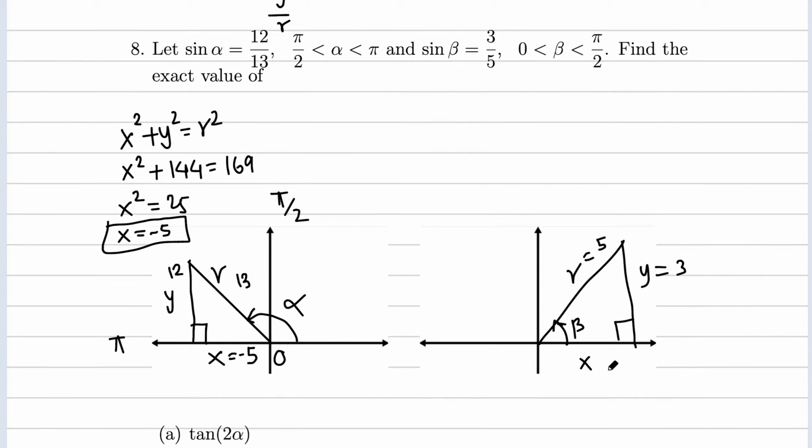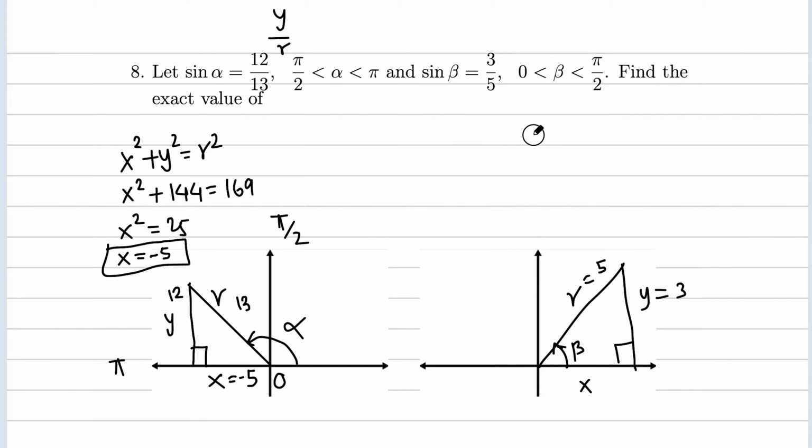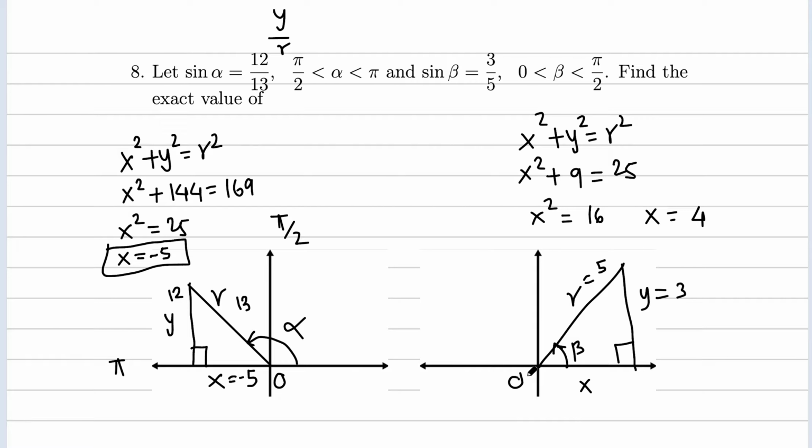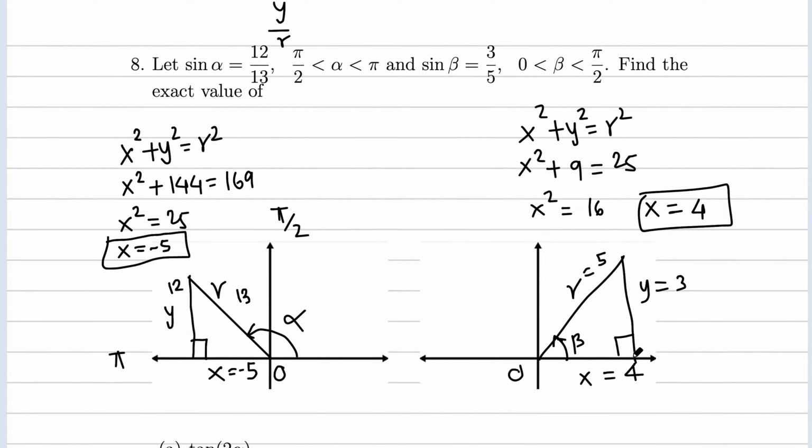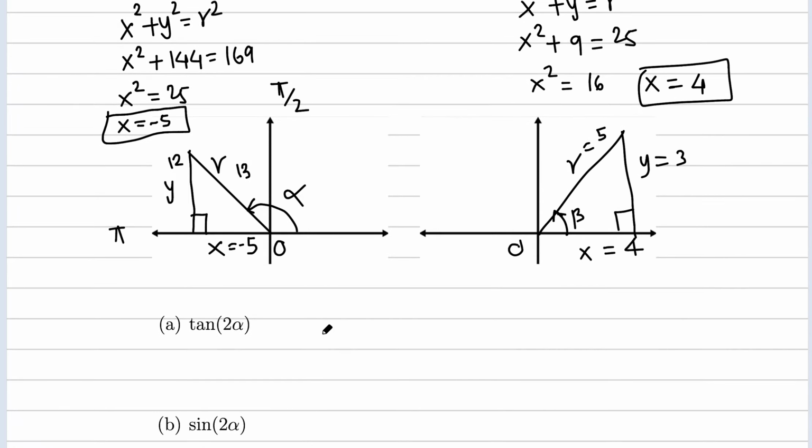Now x is missing again. X squared plus y squared equals r squared. X is unknown, y is 3 squared, 9, 5 squared, 25. Subtract 9 from both sides, 16, take the square root of both sides, plus or minus 4, but x is in the positive direction, this is the origin, then the right side is positive. Okay, this is 4. Now we have all the sides for this triangle.